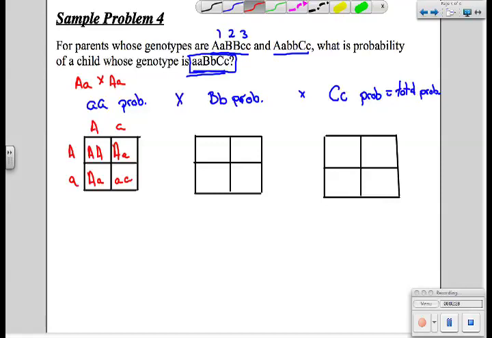Let's go through and do this for the B's and C's as well before we come up with our probabilities. For the B's, one parent is homozygous dominant, the other parent is homozygous recessive. One parent's gametes go down the side of my box, the other parent's gametes go across the top, each gamete getting its own row or its own column. And then I solve my cross.